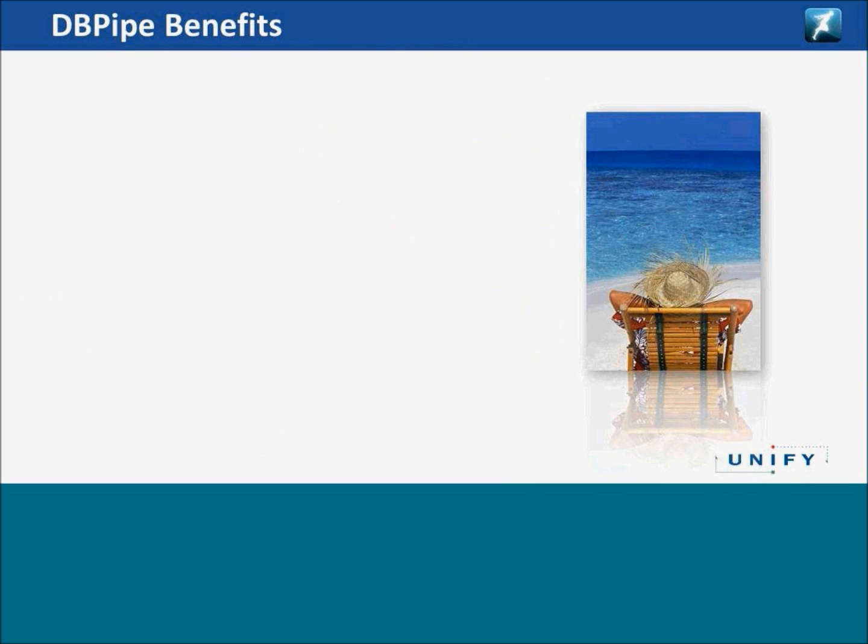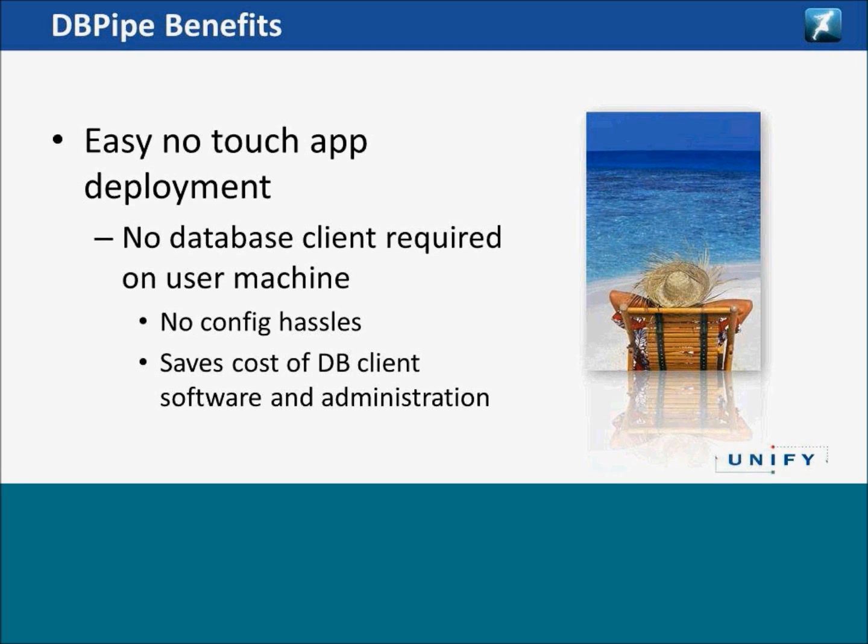So DBPipe Benefits is basically a relaxed, easy, no-touch application deployment. No database client required on the user machine. So you have no config hassles, no SQL.ini, no Ora config, whatever that is. That saves the cost of client software and a lot more probably, which is the administration side. If you have a distributed organization that acts worldwide, then this is a huge benefit of having applications that do not need database clients and are basically client configuration free.